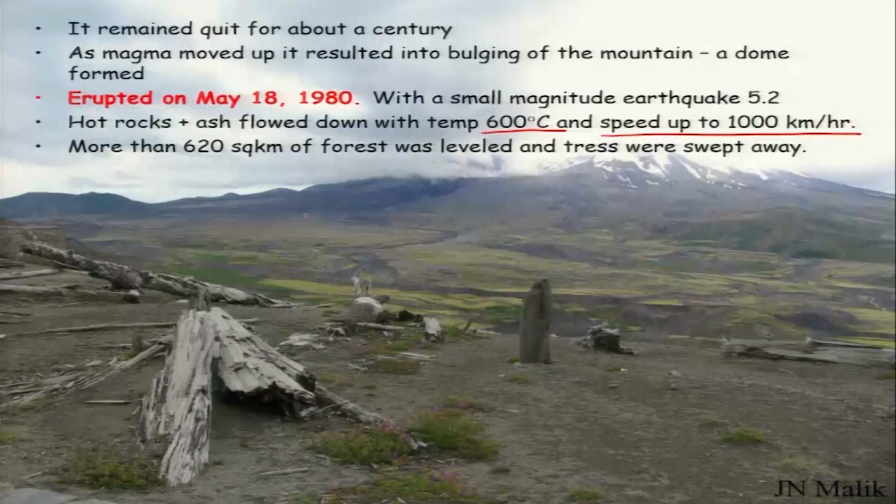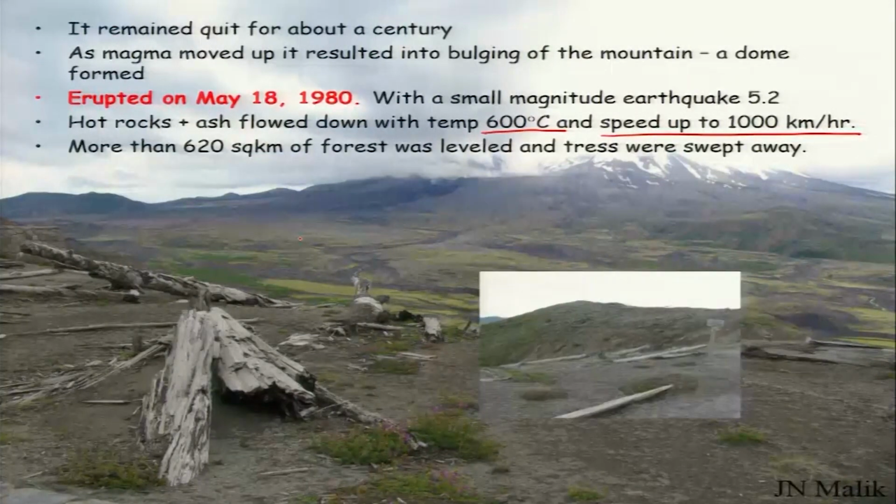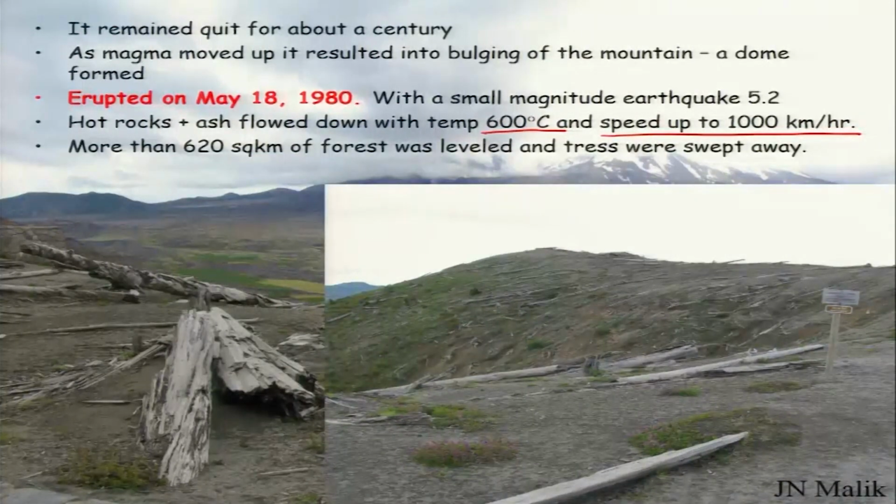The forest area was completely leveled. So this is what has been preserved. Now this is part of a national park which shows the lined up, oriented tree trunks. So the tree trunks show the direction in which the lava flowed.